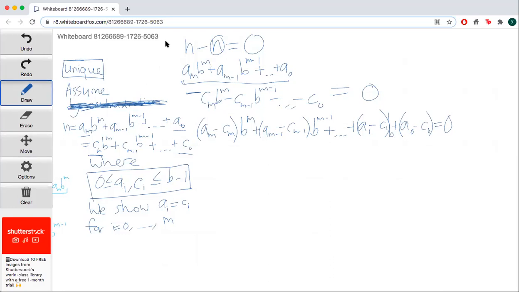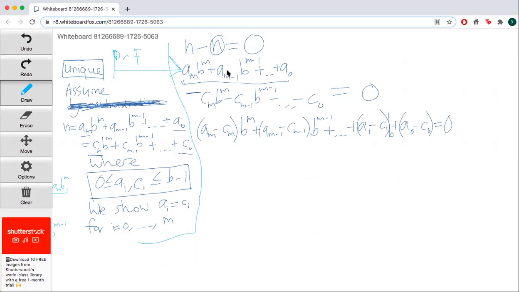Okay, let me just do some dividing so that we don't get confused. Oh man. This is what happens if I try and write on my laptop. Okay, anyway.